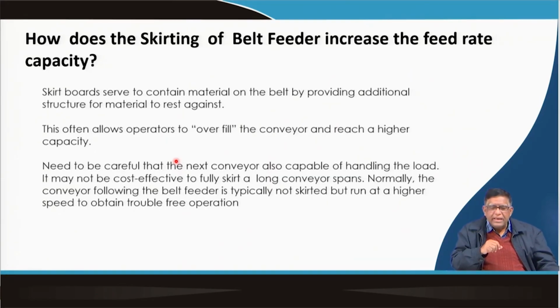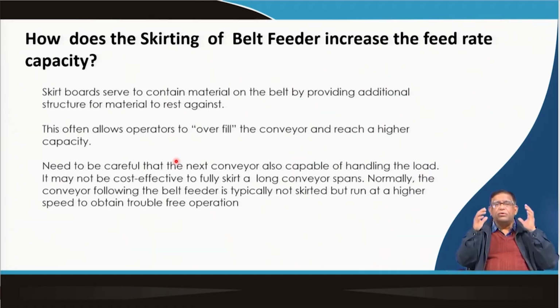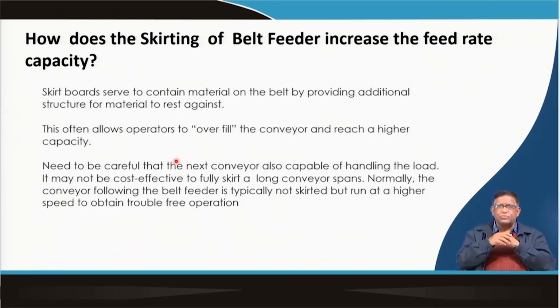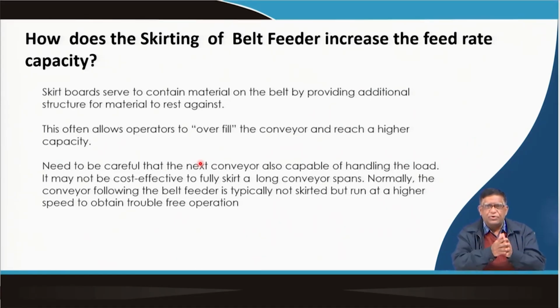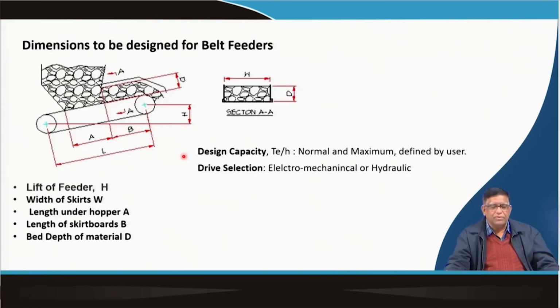Then the skirting or the bell feeder increases the feed rate or the capacity from the skirt board. Sometimes the operator can overfill, that means they will be controlling the gate, and by that how much material is retained within the skirt board and how it is released, that is the thing of controlling the whole flow system.